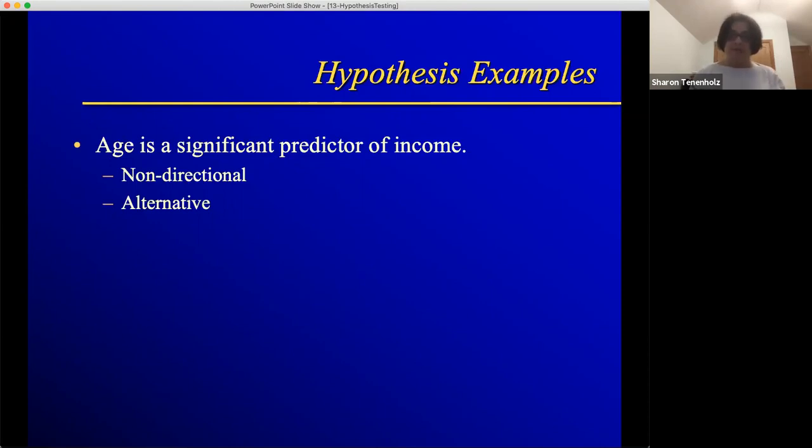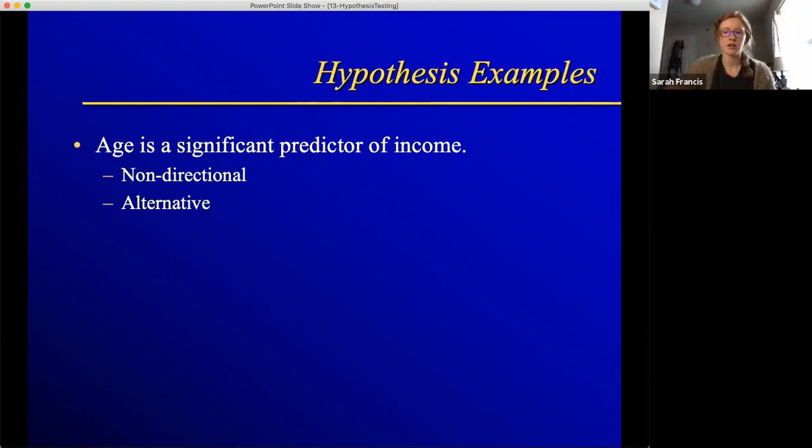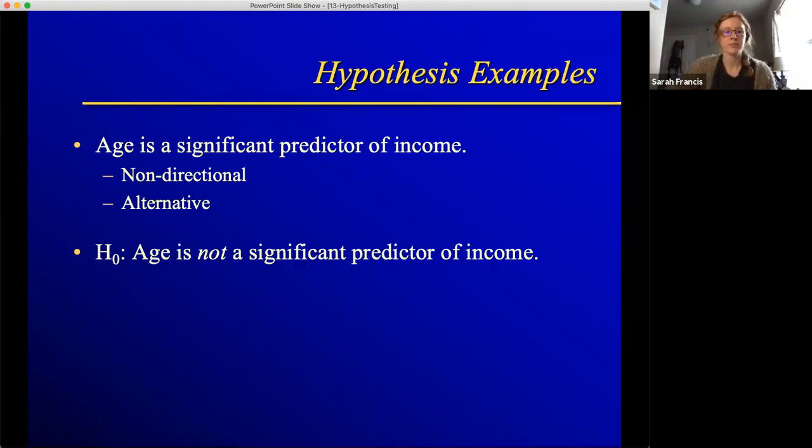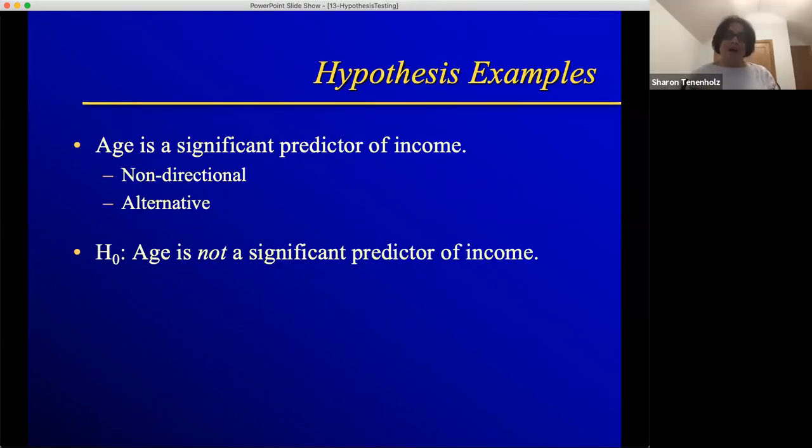The null hypothesis then that pairs with this, what would we say? Age is not a significant predictor of income. Thank you, Sarah. The null hypothesis, the H naught, is that age is not a significant predictor of income. There's no relationship. There's nothing going on. You've completely wasted your time by doing this study. Nothing interesting to see here. That's the null hypothesis.